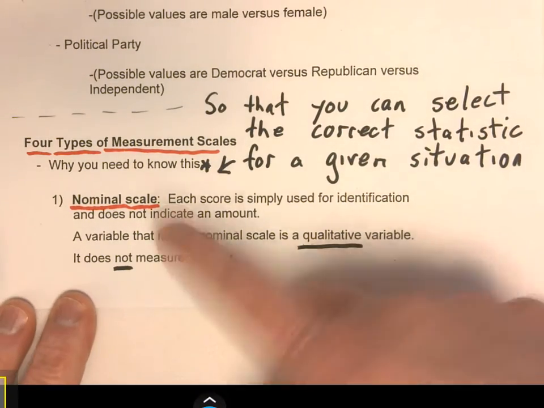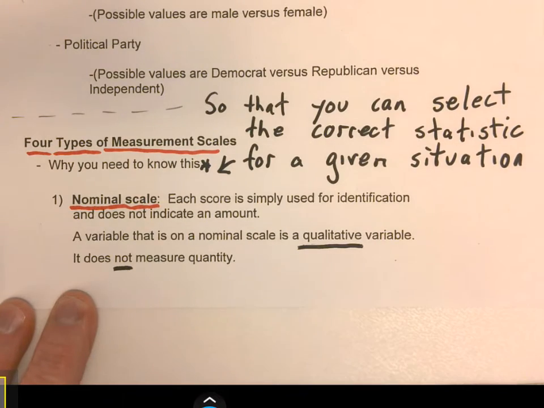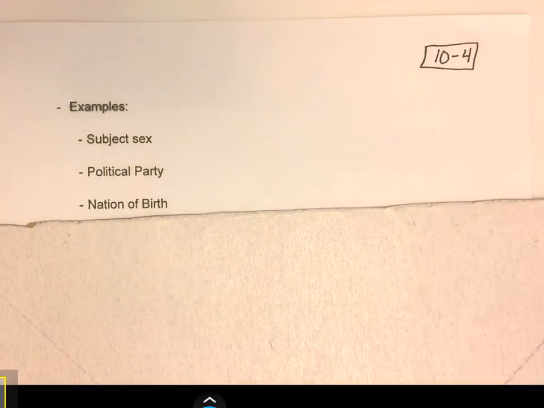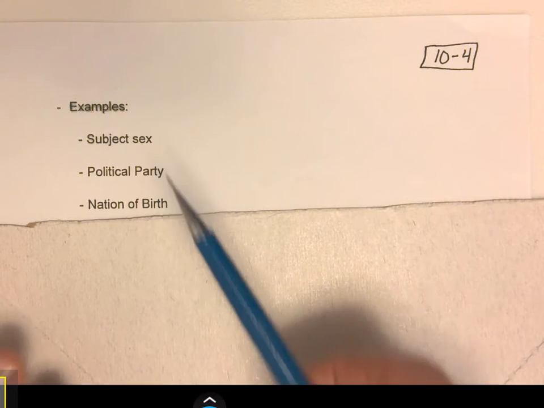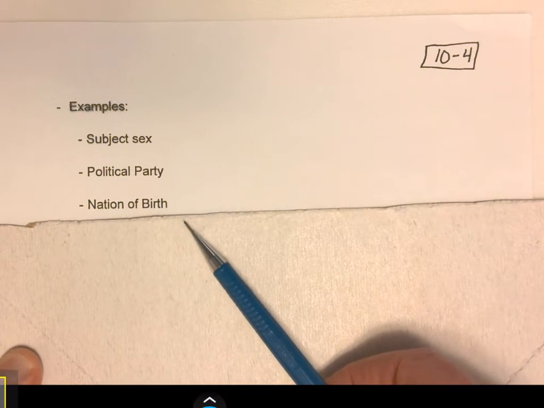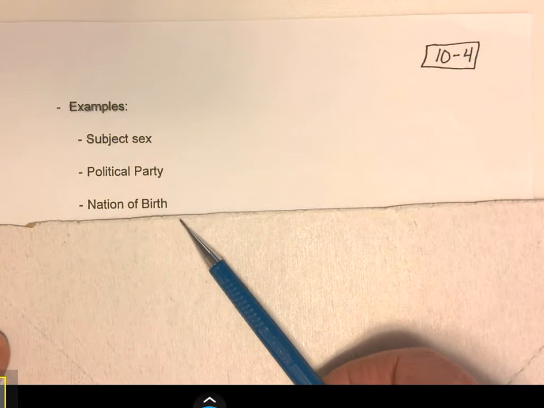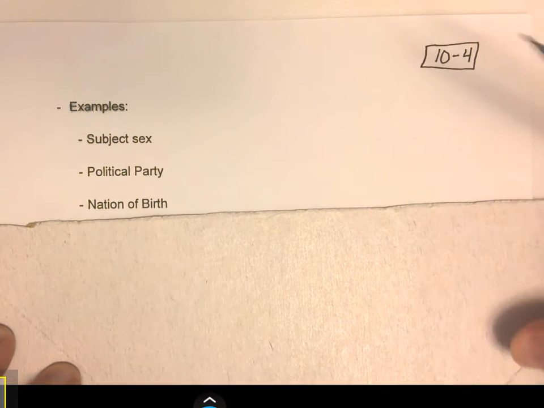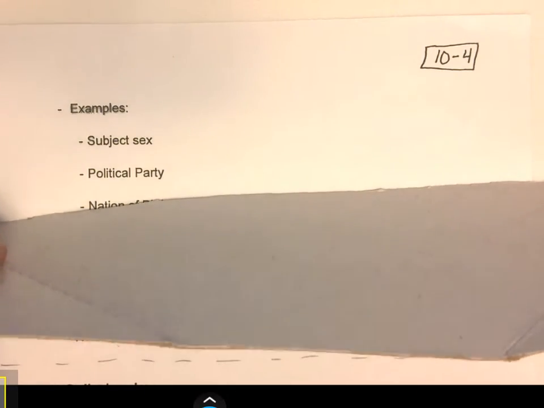So nominal scale of measurement is nothing new. It's the same thing as a qualitative variable, which we talked about earlier in this lecture. Some examples of variables that are on nominal scale of measurement. These should sound familiar. I'm on page 10-4 now. Examples of variables on a nominal scale: subject sex, political party, nation of birth. Were you born in the United States, or were you born in France, or were you born in Australia? Doesn't tell us any amount, simply tells us which group you're in. That means nation of birth is measured on a nominal scale of measurement.